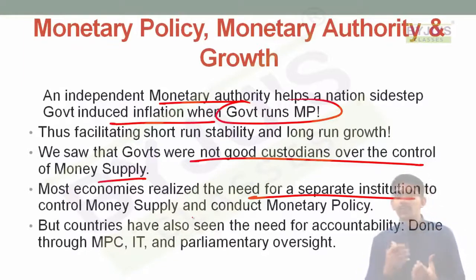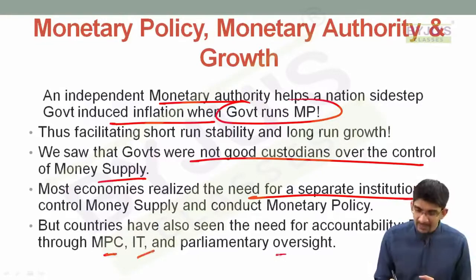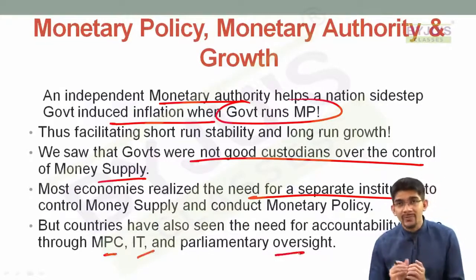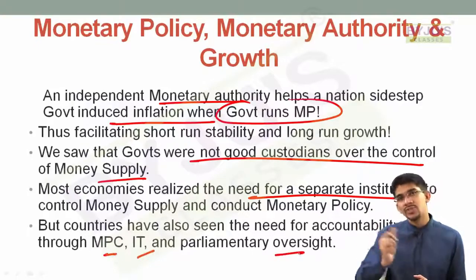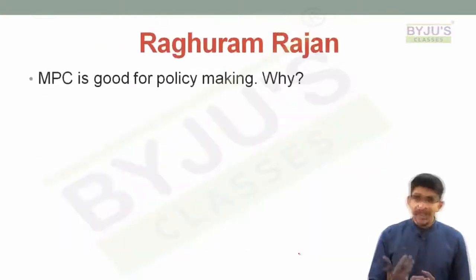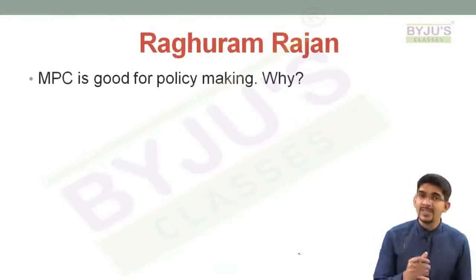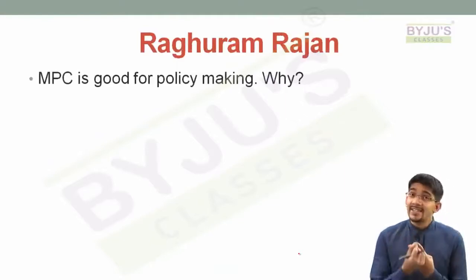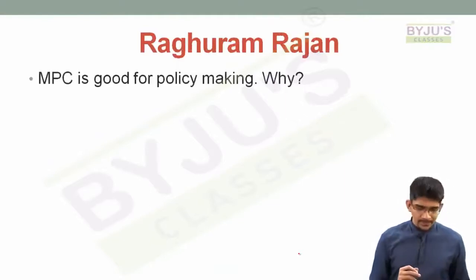So as we have grown, we have also seen that independence is not the only thing. Accountability is also required. Because accountability is required, more and more countries are now attaining that through MPC, inflation targets, parliamentary oversight, etc., which is exactly where we are also moving towards. So it's a correct direction to move towards. Now, Raghuram Rajan, the current RBI governor himself, has said MPC is good for policy making, and he has three interesting points to make about it.